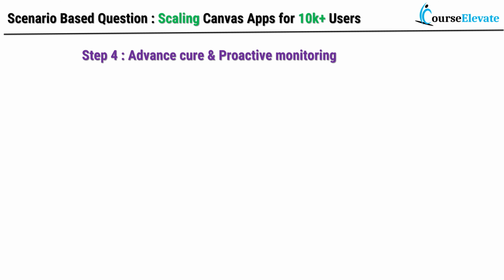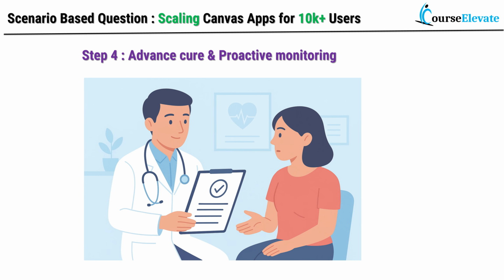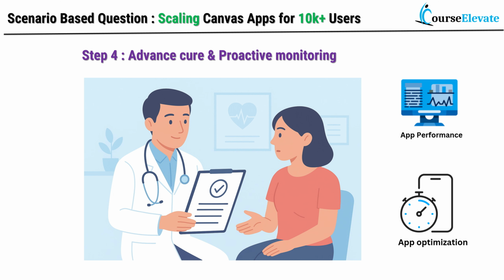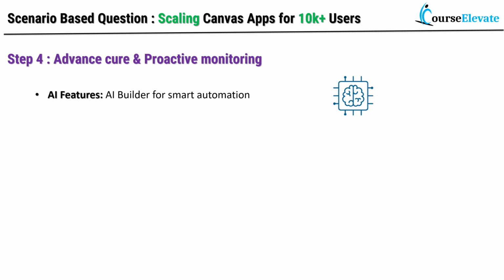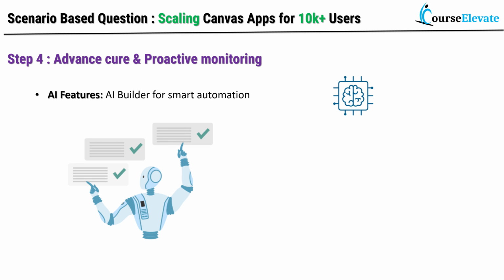After treatment, a good doctor schedules a follow-up to avoid further problems. Same here. We monitor performance, run health checks, and apply proactive optimization so your app stays healthy even as users grow beyond 10,000. So let's move to the next step, which is advanced cure and proactive monitoring. First we can leverage AI capabilities with AI Builder. Think of AI Builder as adding a smart assistant to our app. For example, if we have a form where users upload documents, AI Builder can automatically read those documents, extract key information and categorize them. This will make the app faster and reduce manual work.